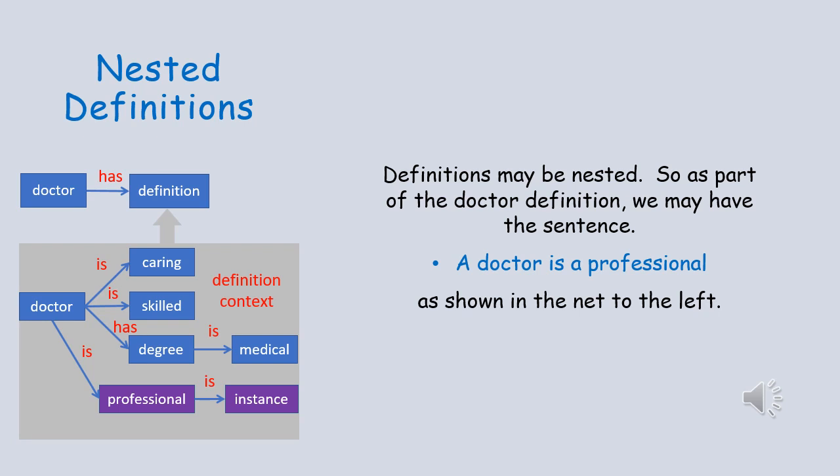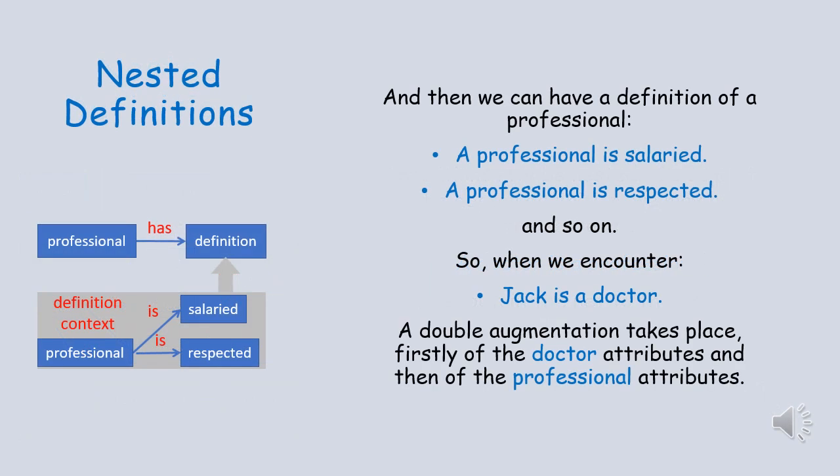Definitions may be nested. So as part of the doctor definition, we may have the sentence, a doctor is a professional, as shown in the net to the left. And then we can have a definition of a professional. A professional is salaried, a professional is respected, and so on.